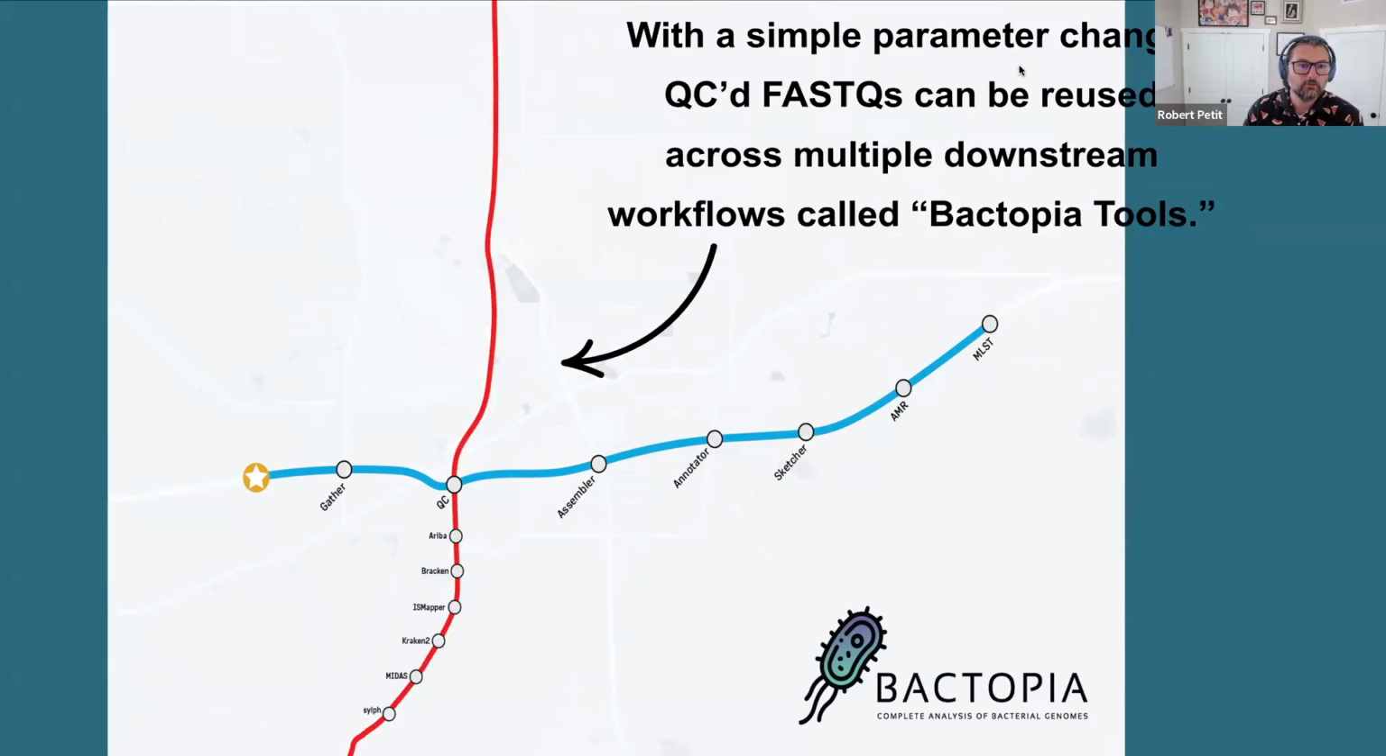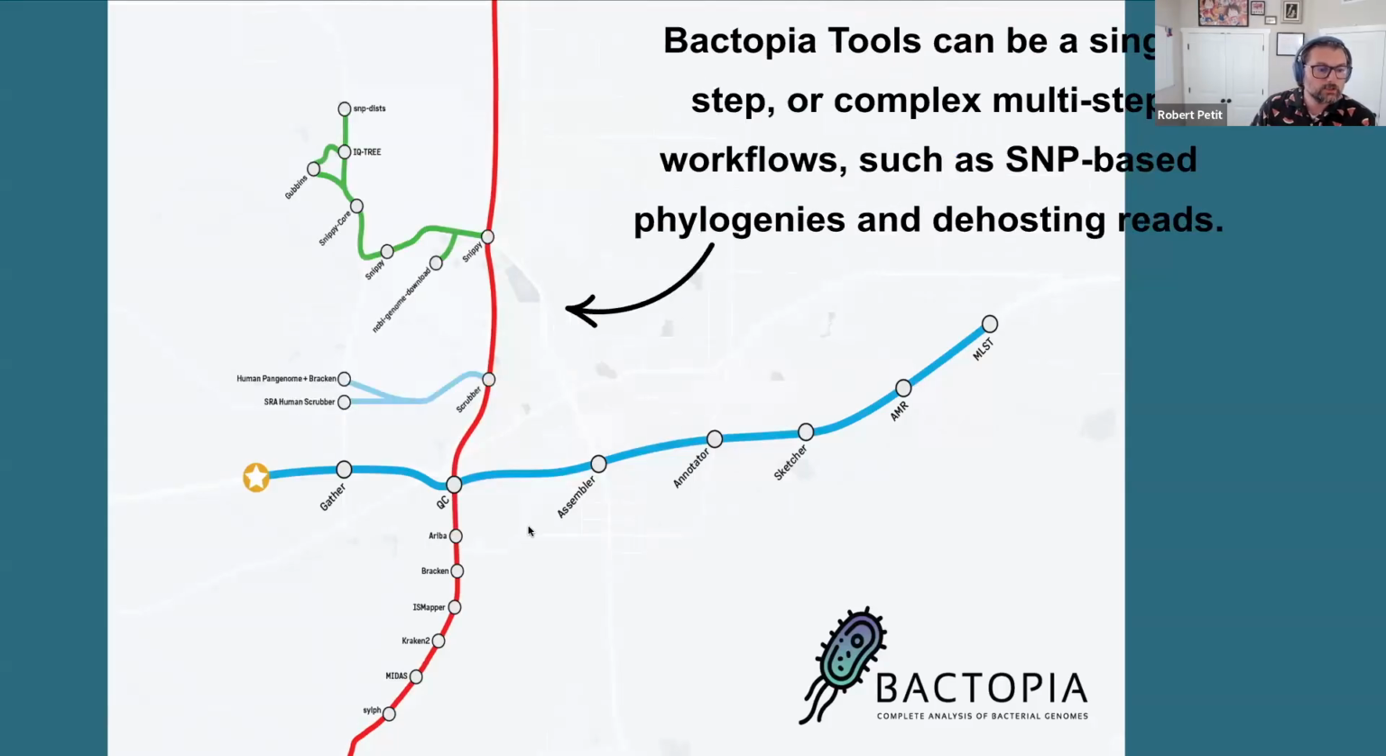After you run Bactopia, with a simple parameter change, you can run what are called Bactopia tools. For example, this red line will use the processed FASTQ files to run tools that have FASTQ files as inputs. That could be stuff like Ariba, Bracken, Kraken, Midas, Sylph, mini tools. Oftentimes, they may just be one-off. So Ariba would be a simple tool. It just runs Ariba.